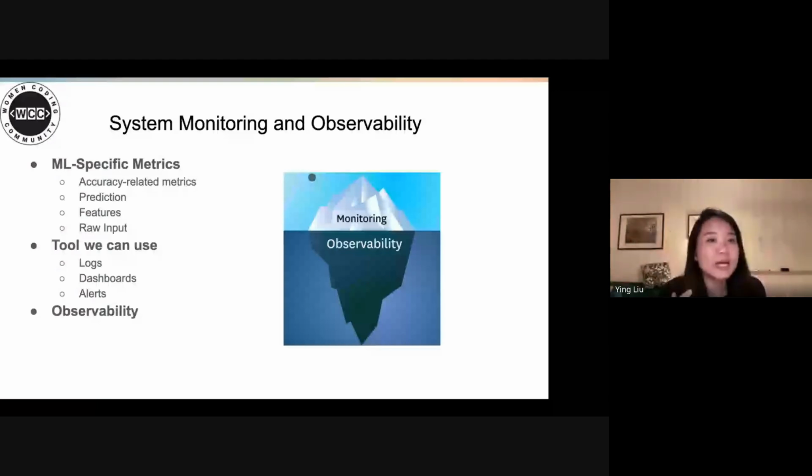From a machine learning point of view, there are 4 things you can monitor: the raw input, the features, the prediction results, and the metrics. Think about the metrics. If you have a recommendation system, you can monitor your click-through rate compared with the evaluation metric from the model. Is it going further and further away? That's easy to monitor.